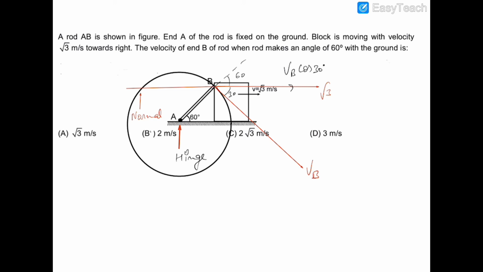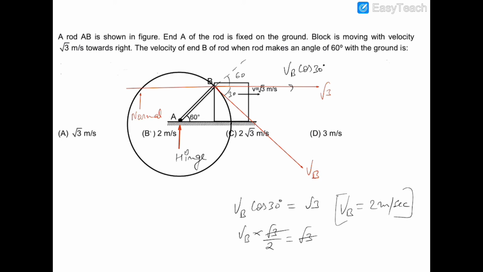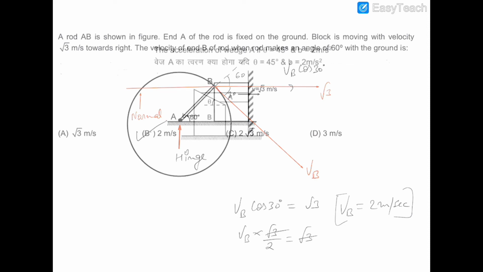So equating these two velocities, VB cos 30 is equal to root 3, and cos 30 is root 3 by 2. So VB will come out to be 2 meters per second. So the correct answer will be option number B. Okay, now we move on to the next question.